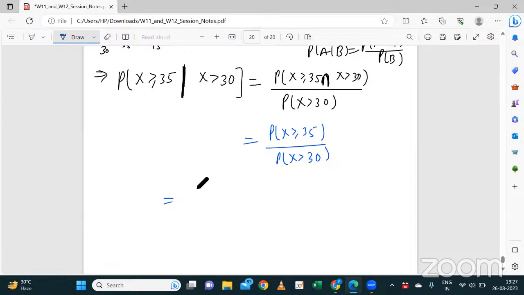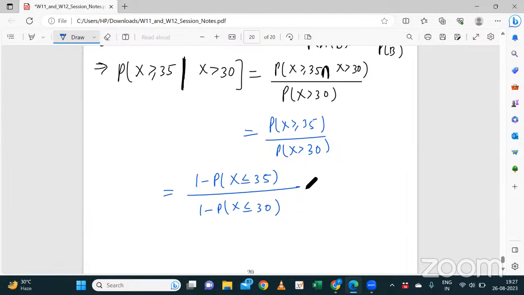I can write this as 1 minus probability X less than or equal to 35, divided by 1 minus probability X less than or equal to 30, or not? Now I can apply the CDF formula of the uniform distribution to this and to that, and I will get the answer. Is this clear? Yes, sir.